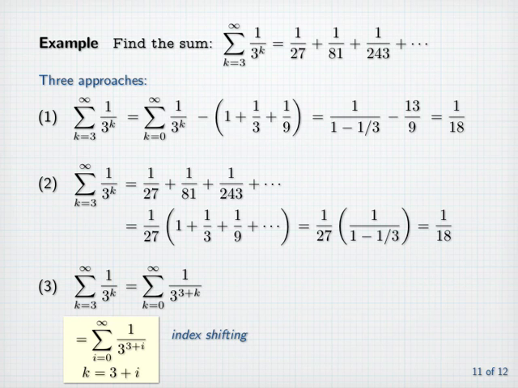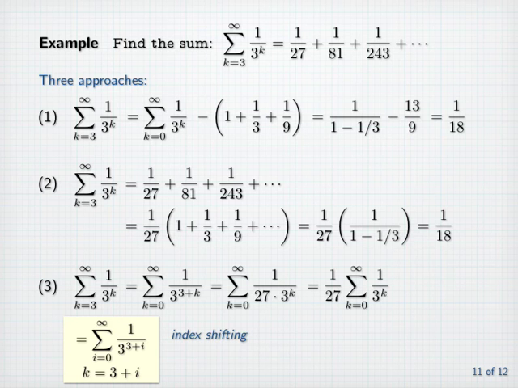Now, since 3 to the 3 plus k is equal to 3 cubed times 3 to the k, or 27 times 3 to the k, we have a common factor of 1 over 27 times the sum from k equals 0 to infinity of 1 over 3 to the k. Now we can apply our formula for the sum of the geometric series and write our sum as 1 over 27 times 1 over 1 minus 1/3, which is once again 1 over 18. Notice that both the second and third approaches here amounted to essentially the same thing.